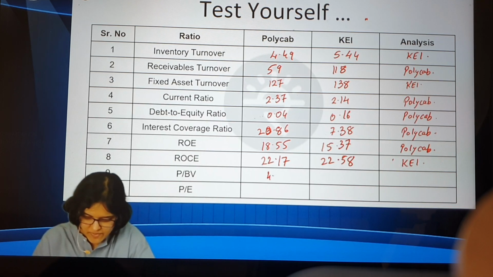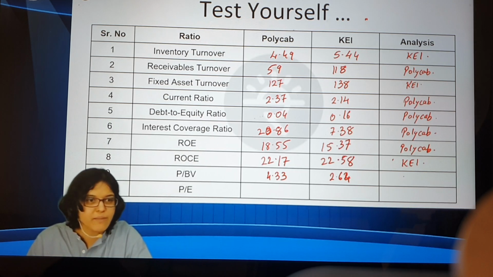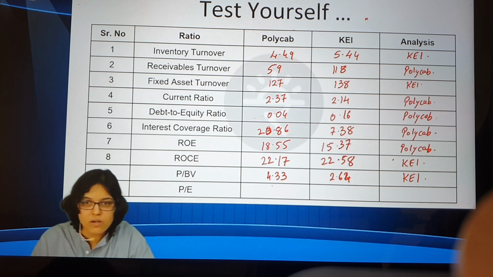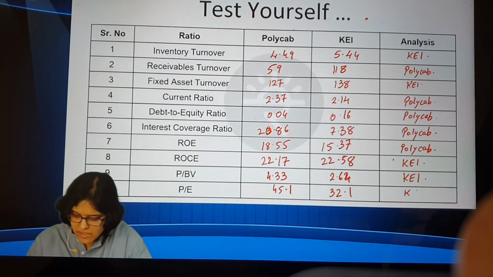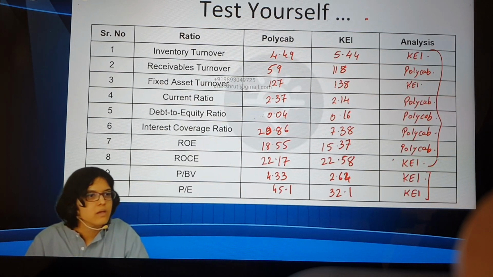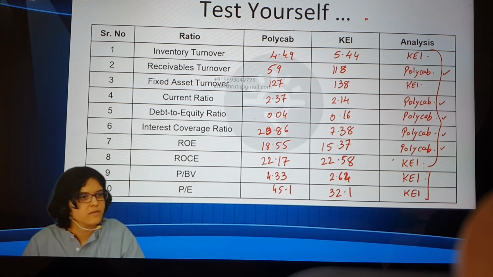P/B? 4.33, 2.62. Okay. Which is cheaper comparatively? Cheaper is KEI. P/E? Tell me the figures now. 25.1, 32.1. KEI. So ideally, what we should be doing is comparing based on the last two metrics. Yes or no? Based on this top 8, we should be comparing the last two, no? Correct? So Polycab is winning in 5 out of 8.